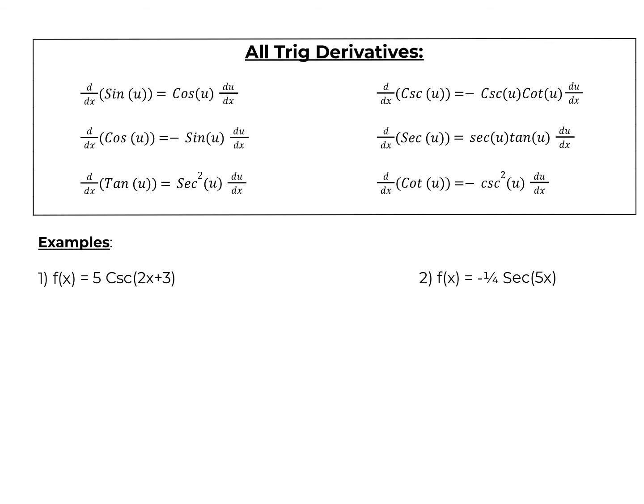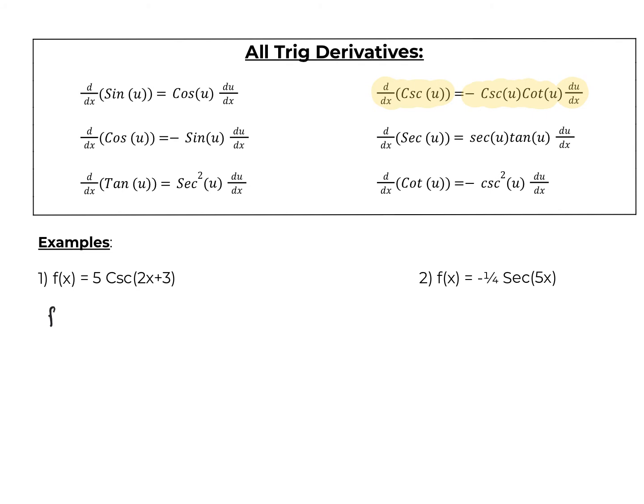So example number 1 says, find the derivative if f of x is 5 cosecant of 2x plus 3. So we're going to look up here at cosecant. So my derivative of cosecant is simply negative cosecant u, cotangent u, then times the derivative of the inside. That's what du over dx means.